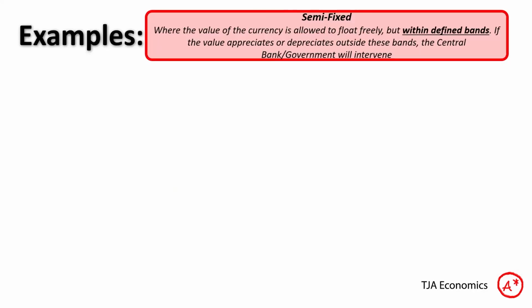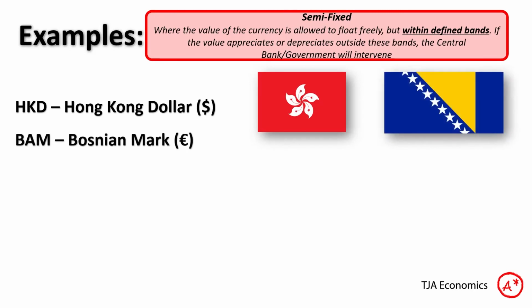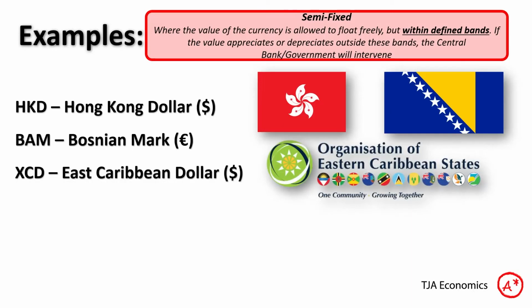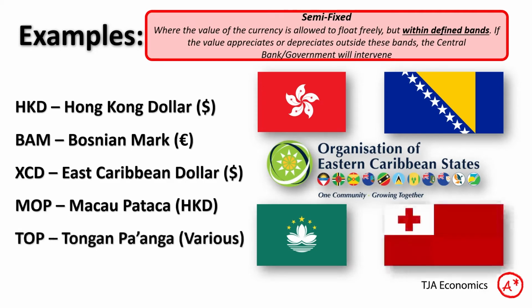Semi-fixed, then, as we said, within defined bands. So the Hong Kong dollar is defined within certain bands compared to the US dollar. The Bosnian mark, soon to be redundant, actually, they're going to join the Eurozone quite shortly. But at the moment, the Bosnian mark is within defined bands to the euro. The East Caribbean dollar, which as you can see there is used by about 8 or 9 Caribbean states, is compared to bands of the dollar. The Macau pataka is compared to the Hong Kong dollar, so indirectly compared to the dollar. And then the Tongan panga, I'm sure I've butchered that, is compared to a basket of major world currencies.